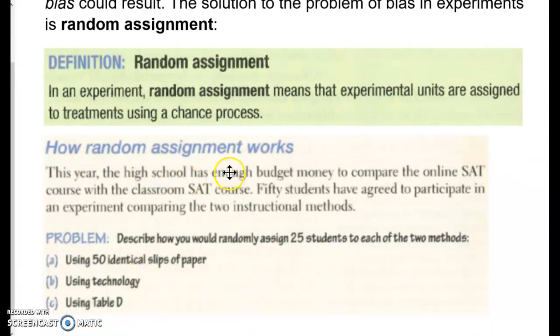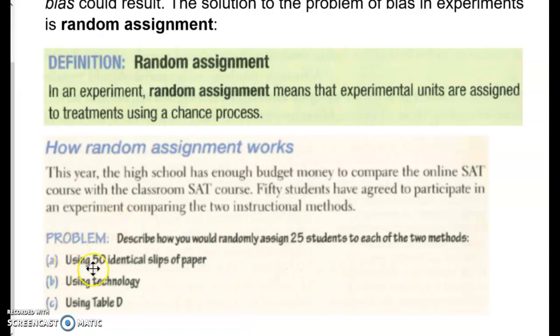This year, the high school has enough budgeted money to compare the online SAT course with the classroom SAT course. 50 students have agreed to participate in an experiment comparing the two instructional methods. That being said, 50 students, we would hope that they are of similar background, but they do not have to be, since we are going to randomly assign them. If we did it that the first 25 that signed up would do this and the second 25, that would not be a good random allocation. So we're going to describe how you would randomly assign 25 students to each of the two methods.